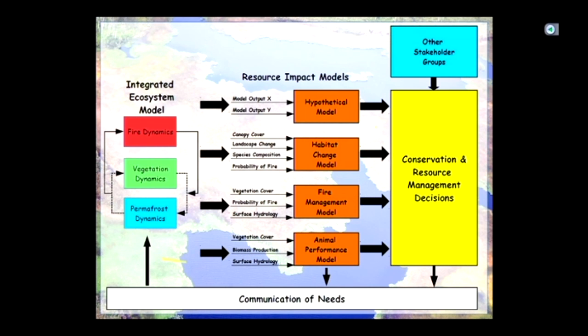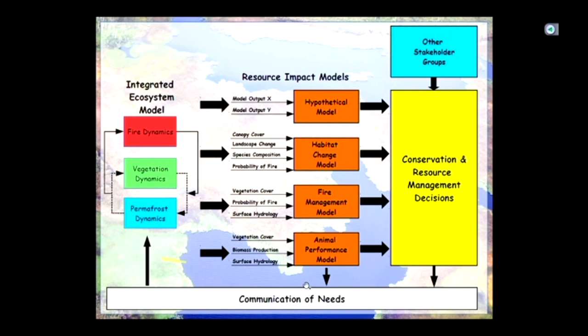And this is our conceptual model of how we use it as a tool for resource managers and decision making. The IEM model runs over here. It spits out output for different resource impact models. It could be a hypothetical model, it could be a habitat change model, a fire management tool, animal performance. And so the outputs go into these hypothetical models or any of these other impact models. And the outputs of these models then go to decision makers, and they can make decisions based upon what we believe is the best possible science at the time.